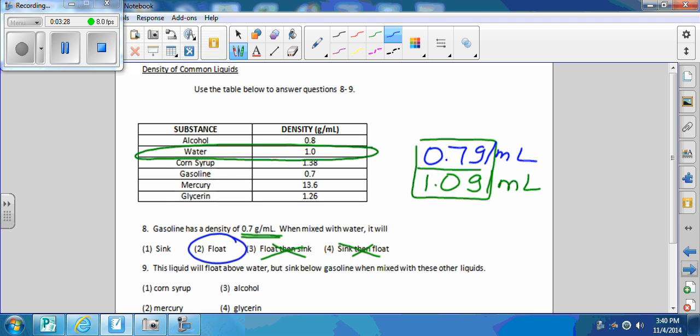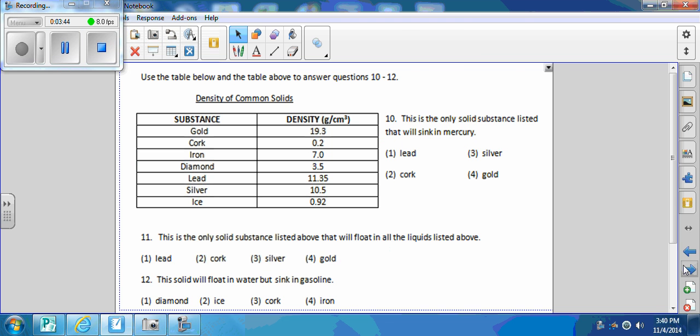So we already drew ours. So right now we have gasoline here and water here. Which one will float above the water but sink below the gasoline? The number must be in between, and the only choice would be alcohol. So far, so good. Let's keep going.